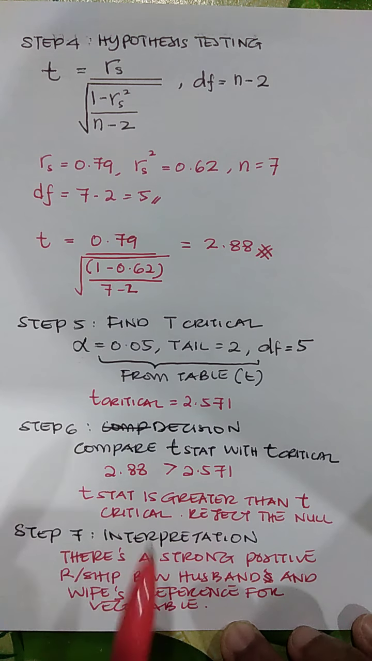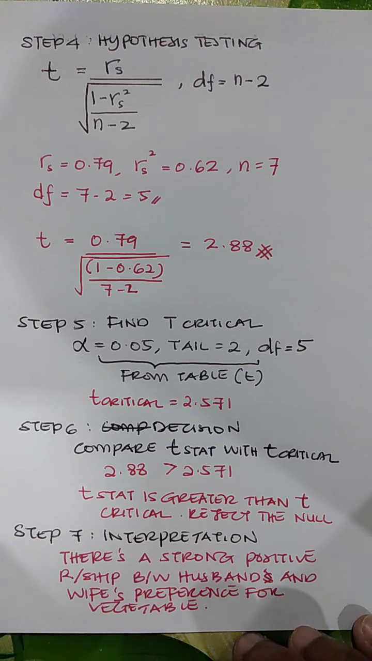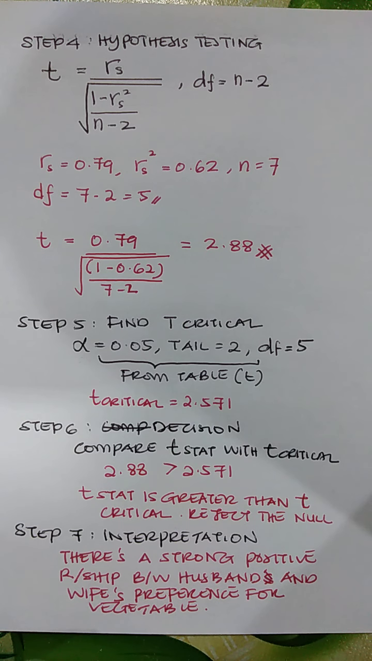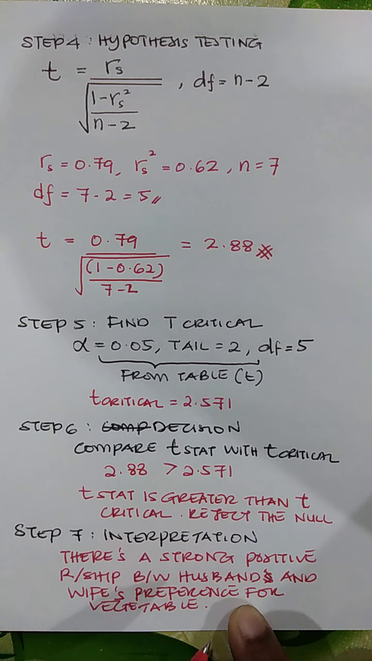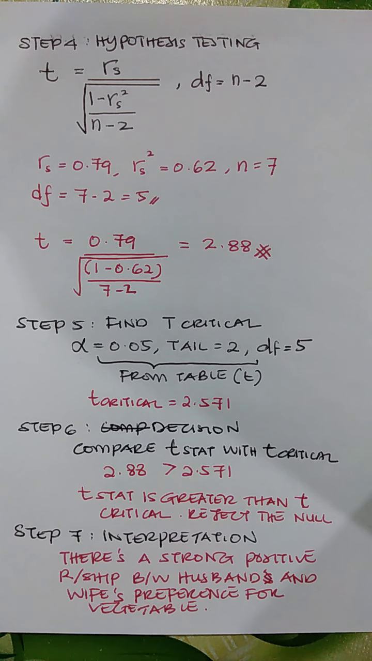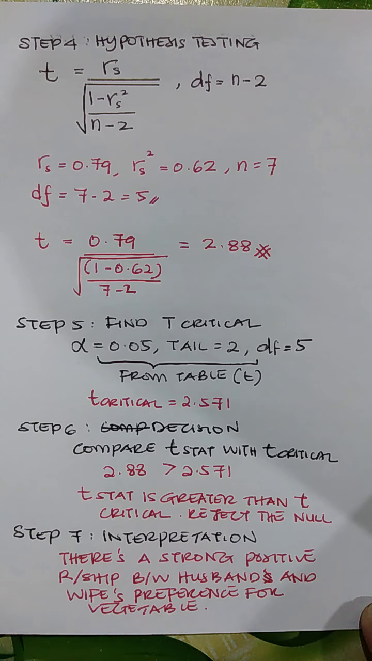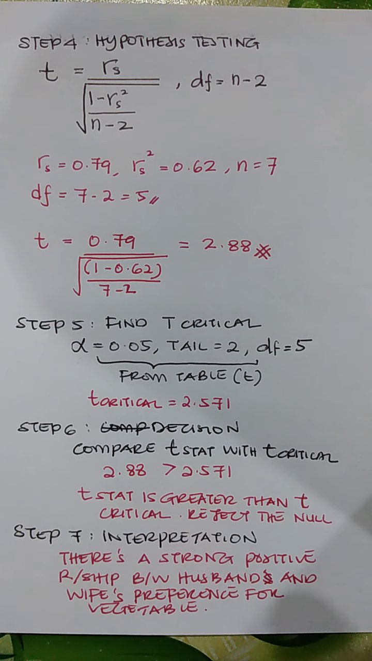When you reject the null, it means there is a strong positive relationship between husband and wife in their preference for vegetables. When you say there is a relationship, what does that mean? What we were trying to identify just now is, does this couple have any relationship in their preference? It shows yes, there is a relationship in the preference. So that is how we answer this question. Hope it was clear. Thank you.